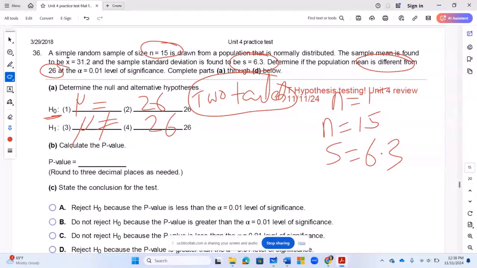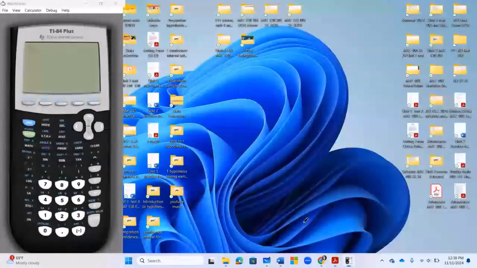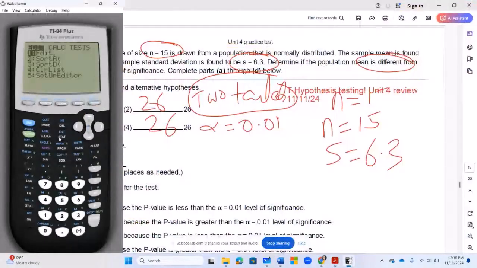Calculate the p-value. They want me to calculate the p-value, everything. We're going to calculate everything together. So what else am I given? I'm given that alpha is 0.01. All right, so we already know what to do. I'll go to stats, arrow to test. I'm doing a t-hypothesis testing, so that is number 2.